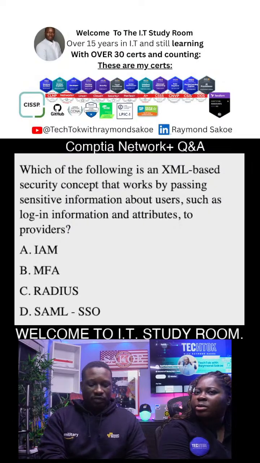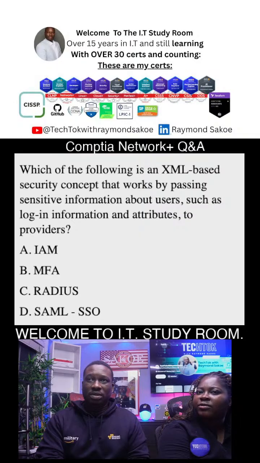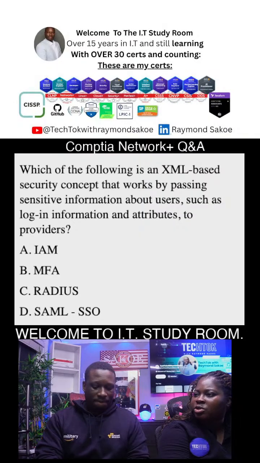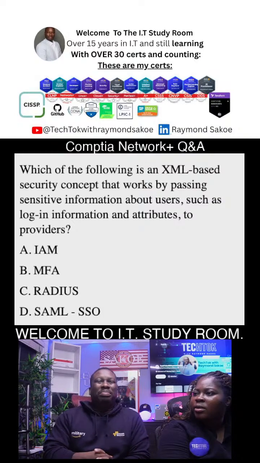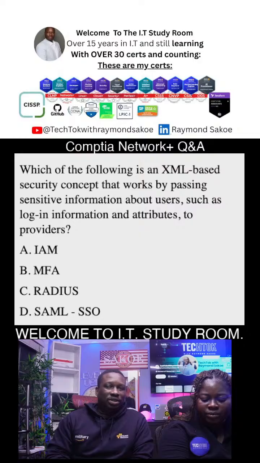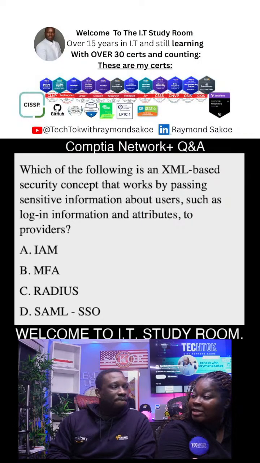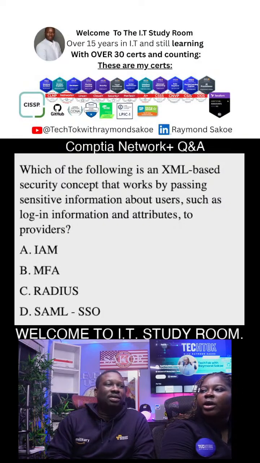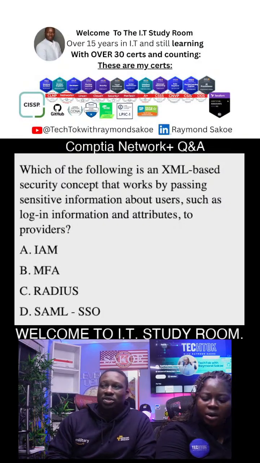XML. I had a question about format. The question says users such as login information and attributes. What are the attributes that we're talking about? It depends. There might be different attributes that it can pass, like characteristics of the user.